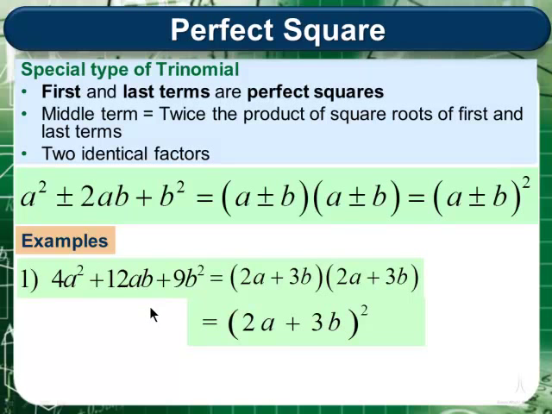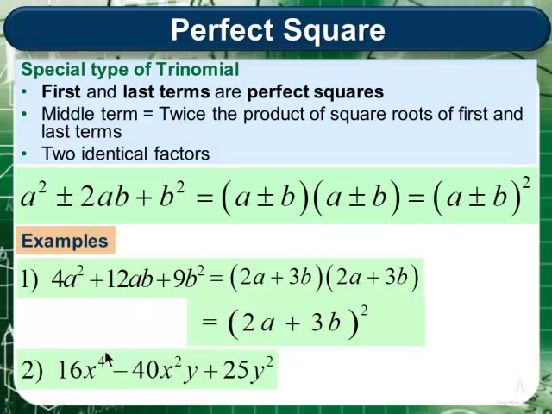In the second example, we see the first term is 4x squared. Everything squared gives us 16x to the power 4, so that's a perfect square. And here for the last term we have 5y all squared gives us 25y squared, again a perfect square. And the middle term in this case is in fact a term with coefficient 40, which is twice the product of 4 and 5 apart from the sign.